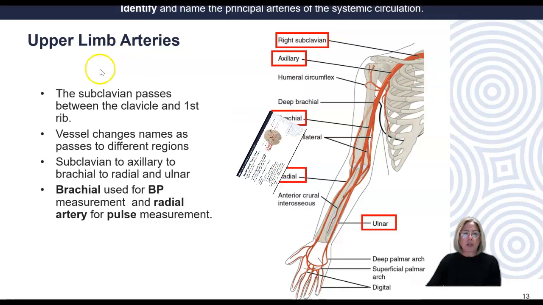Okay, so now moving on to the upper limb arteries, and we're looking at the right side here.